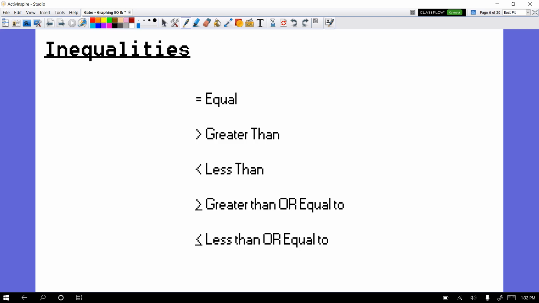3 is less than 4, true. 3 is less than 3, false. This is where you can have the same number on both sides. And it tells you that it includes a number, which is represented as our solid dot, or our solid line on a graph. And this is going to be our dotted line on a graph. And this is going to be our open circle on a graph. Okay?